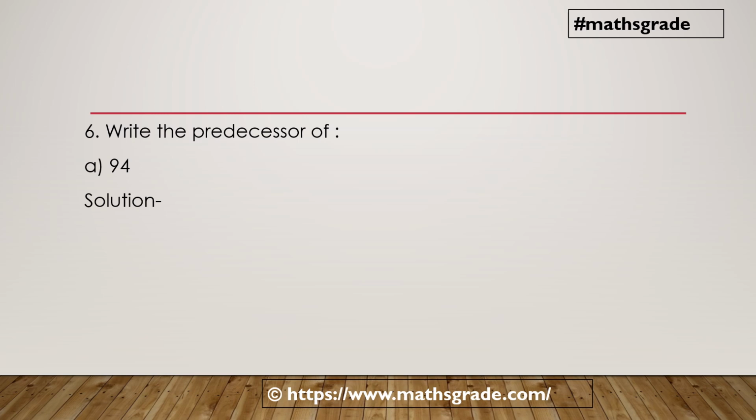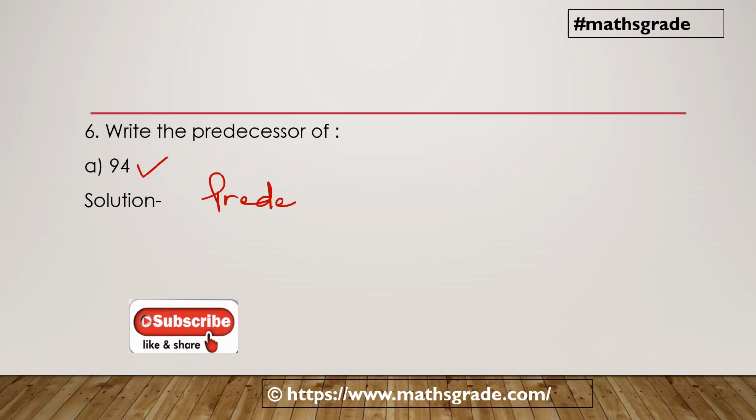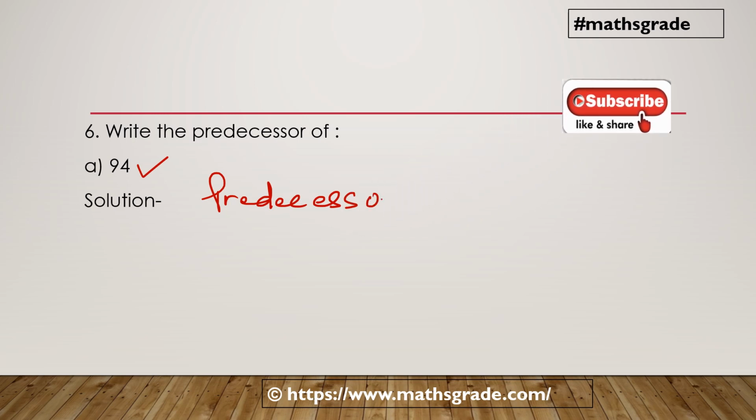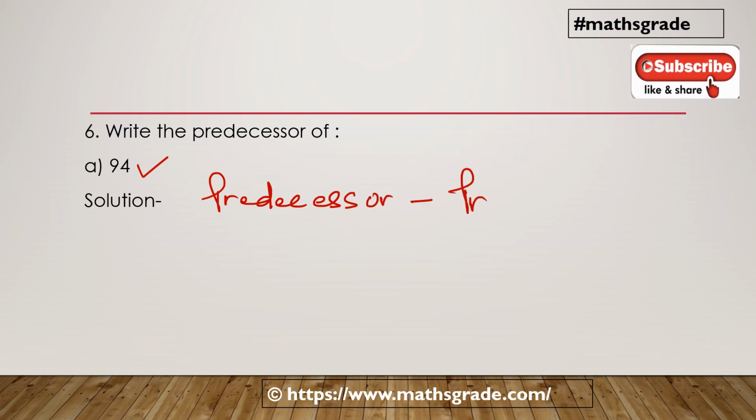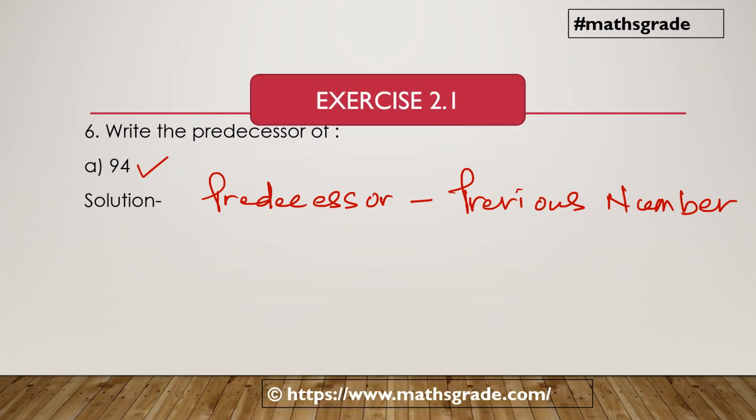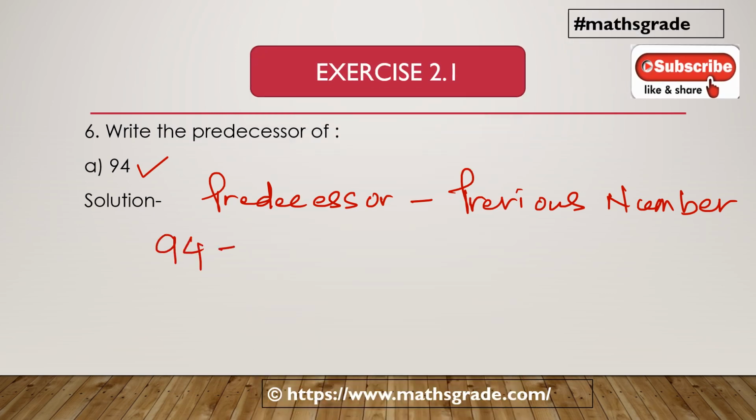Now question number 6. Write the predecessor of 94. Part A is 94. Predecessor is the before number, the previous number, so we have to subtract 1 from this number. So the predecessor of 94 will be 94 minus 1, that is 93. And 93 is the predecessor of 94.